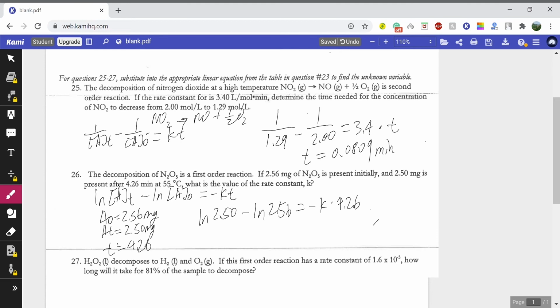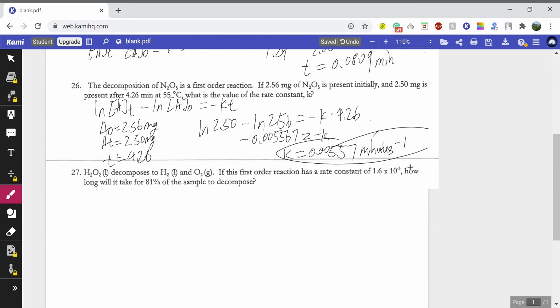Now this is also plugging into your calculator. ln of 2.50 minus ln of 2.56 divided by 4.26 gives an answer of negative 0.005567, equal to negative k, and k is equal to 0.00557. And what will the unit be? The unit will be minutes to the negative first power for k, since this is a first order reaction.